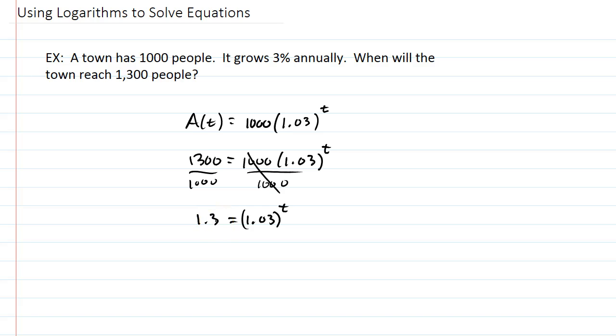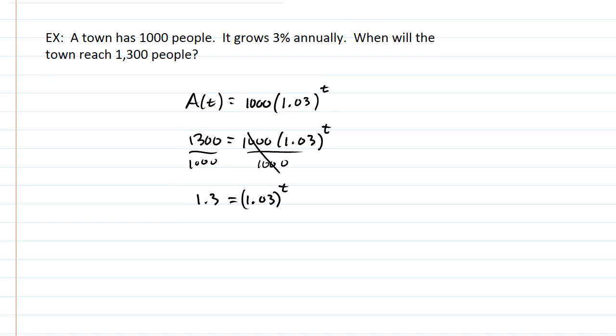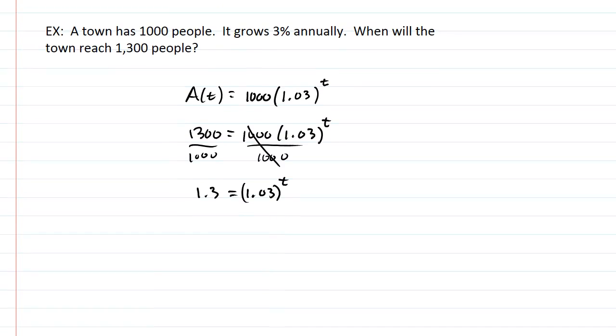Now this is where the logarithm comes in. We want to figure out the answer to an exponential, and so I need to log both sides. I'm going to just choose regular log of 1.3. It actually doesn't matter which one you use, but let's just keep it simple and keep it to log. Now we're going to use the power down rule by taking this power and bringing it out.